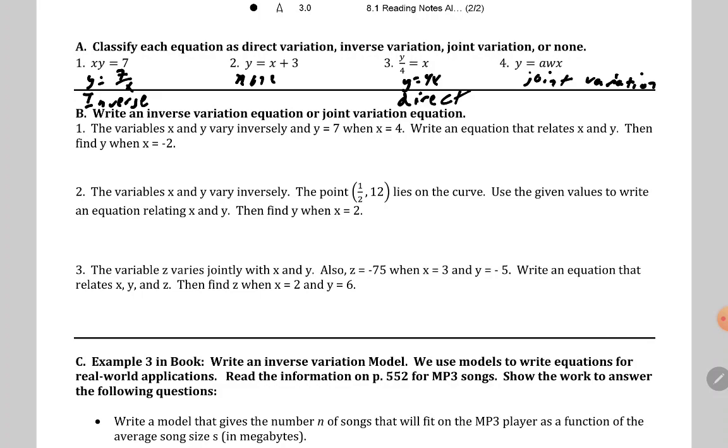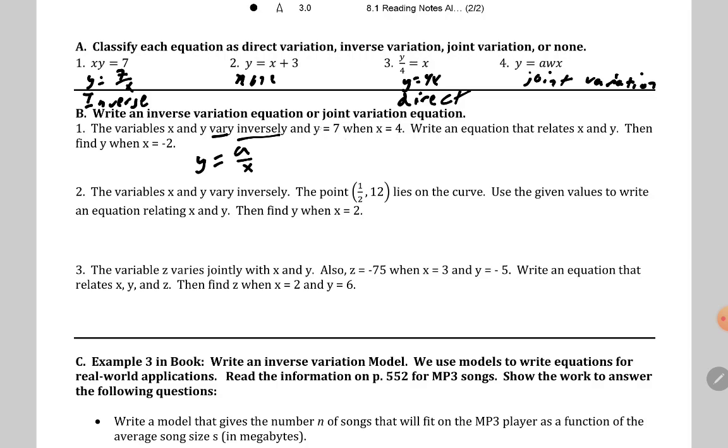Alright, part B. Writing an inverse variation equation or joint variation equation. So the variables x and y vary inversely, and y equals 7 when x equals 4. Write an equation, then find y when x equals -2. So we're looking at the words varies inversely. So inversely looks like this, y equals a over x.